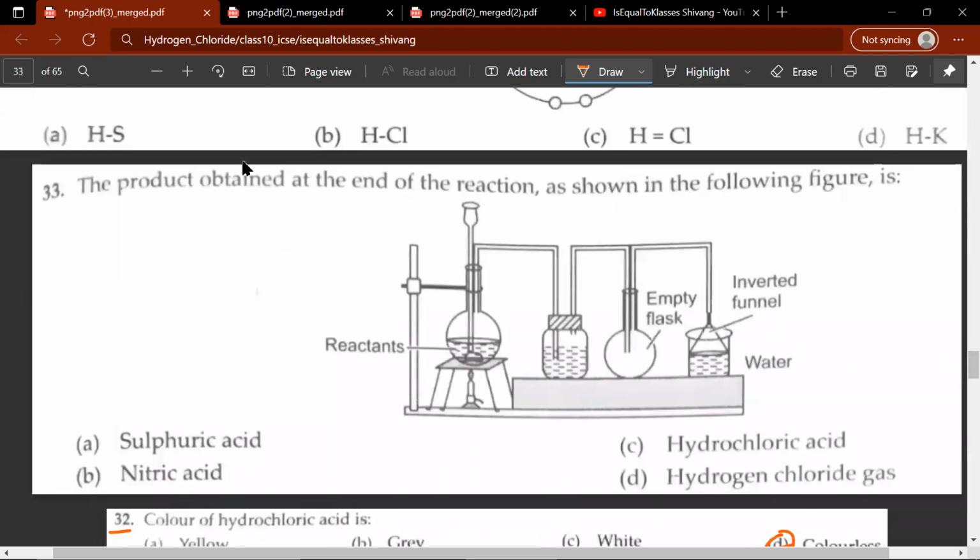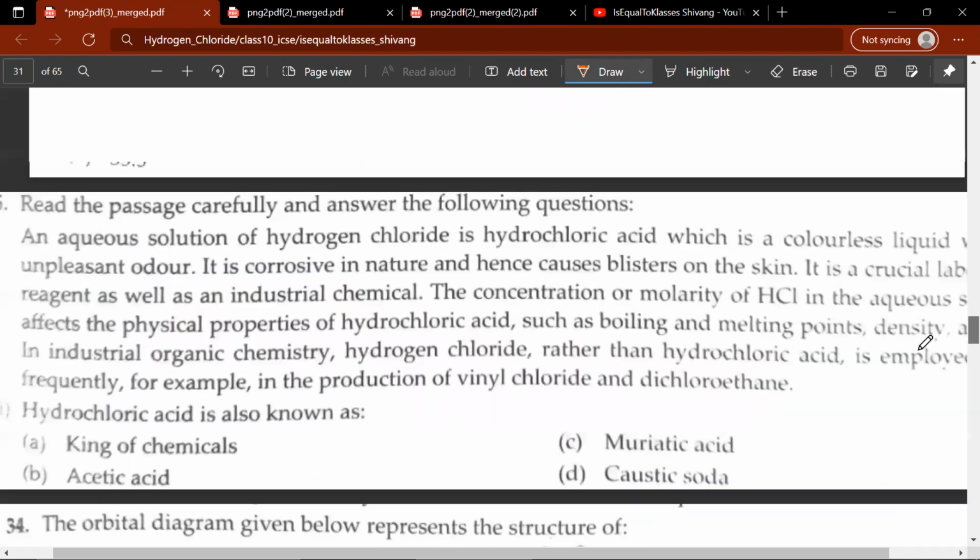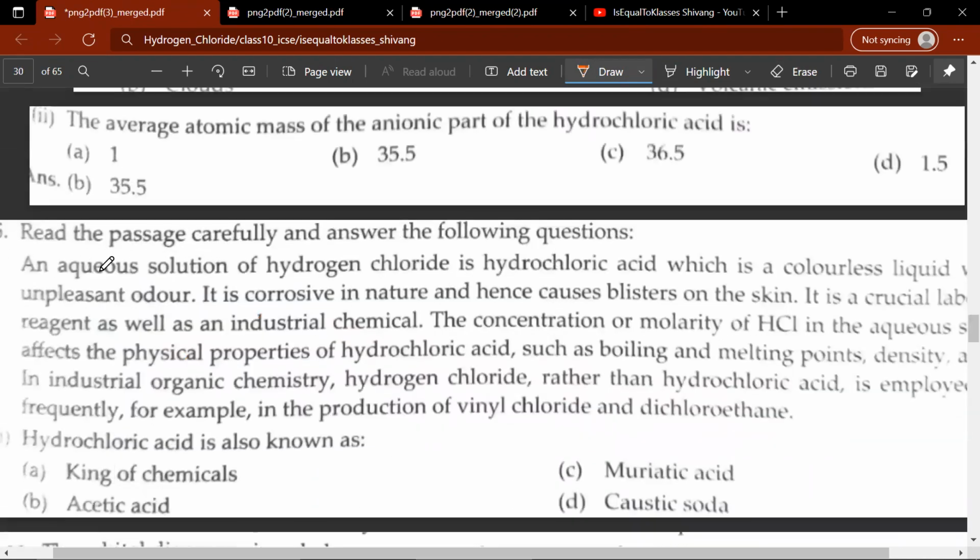Okay, so we have a diagram-based question over here. The product obtained in the end of the reaction as shown in the following figure is, so this would be C, HCl acid. The 34th question, again a diagram-based question. The orbital diagram given below represents the structure of HCl, of course. Then you have read the passage question.